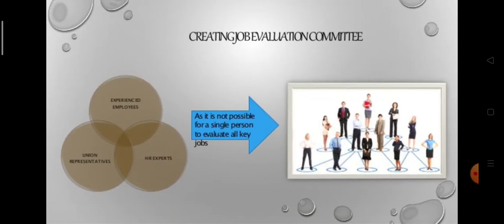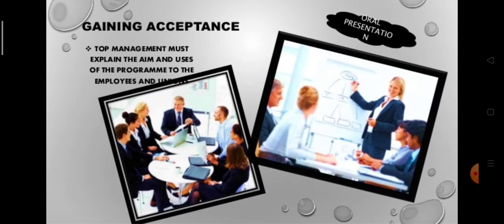So gaining acceptance means top management must explain the aim and uses of the program to the employees and unions. So why we need it, what is the job purpose, what work is to be done in that job, all these are explained by the management. Further, we explain the program and compensation policies and all these things to the employees and get their acceptance.